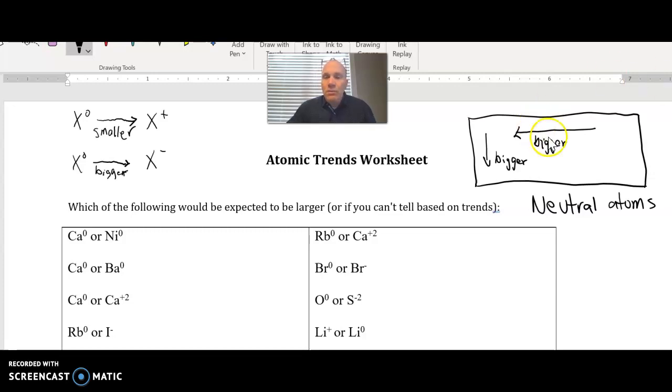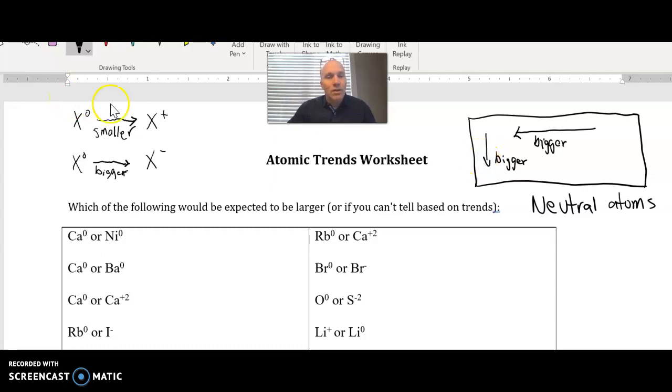Remember that the trend for neutral atoms is that the further left you go on the periodic table, the bigger it gets. But also, the further down a group you go, the bigger the radius gets. One quick way to remember that is that cesium, which is down here in the lower left, would be the largest naturally occurring neutral element.